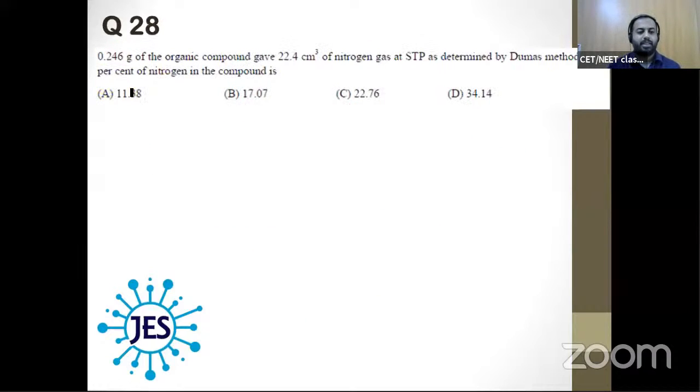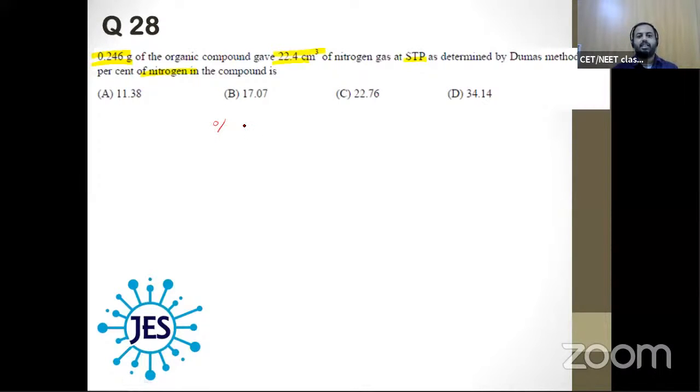Let me see how many more minutes I have got. Yes, we have almost come to the end of the class. We'll just solve this. Question number 28. 0.24 grams of the organic compound gave 22.4 liters of nitrogen at STP. What is the percentage of nitrogen? Okay, very simple. I will show you how to calculate without using the formula.